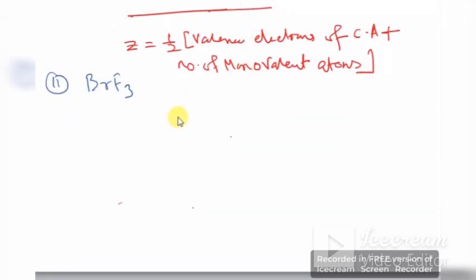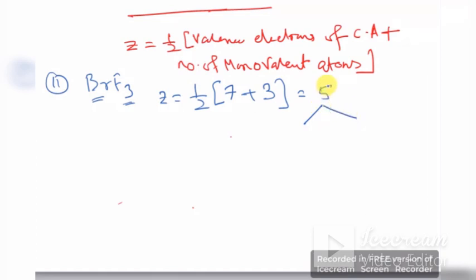The next compound is BrF3. Follow the rules and find the value of Z. Z is equal to half of, the central metal atom is bromine. The valence electrons of bromine, a halogen, is 7. Then the number of monovalent atoms is 3 fluorine, so 7 plus 3 is 10, divided by 2, it will be 5. Now for Z equal to 5, you have to see the bond pairs as well as lone pairs, because Z is the summation of bond pairs plus lone pairs.